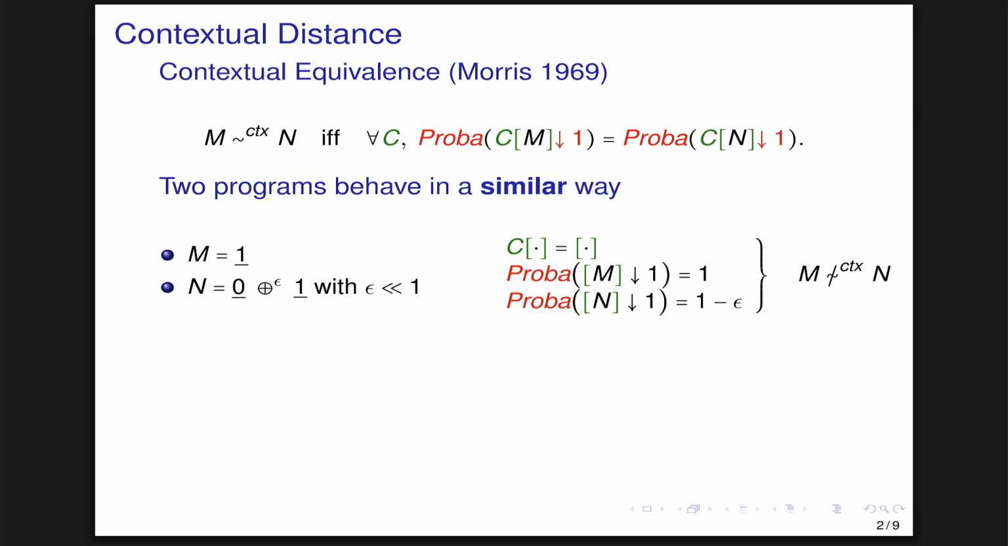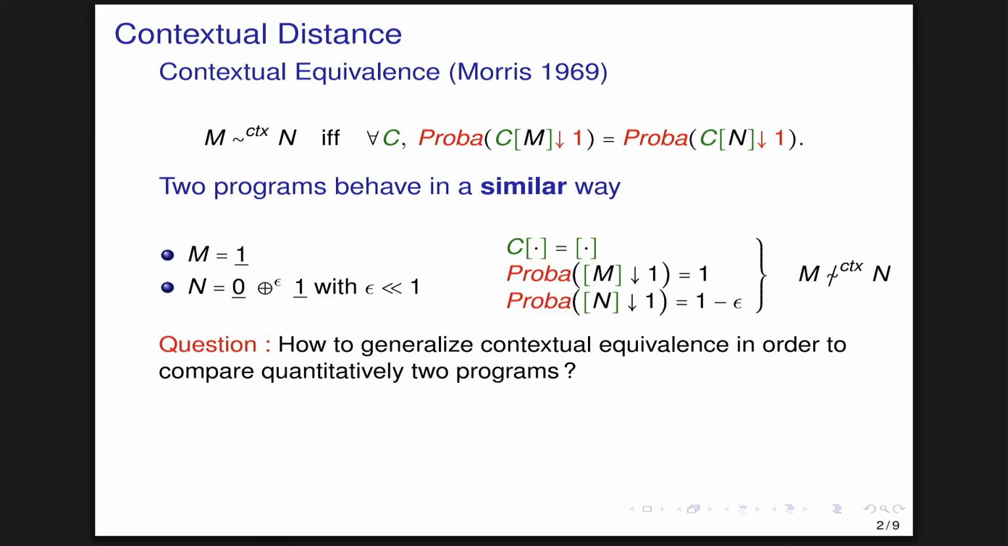So it will be interesting now not only to say that two programs are equivalent or not, but to say that two programs behave in a similar way with high probability. Here, for example, I have the program M which returns 1 with probability 1, and the program N which returns 0 with probability epsilon and 1 with probability 1 minus epsilon. Here M and N are not contextually equivalent because I can find a context that separates them. So it will be interesting to say that for a very small epsilon, the two programs M and N are very close. And so the question is how we can generalize the notion of contextual equivalence in order to compare quantitatively two programs M and N.